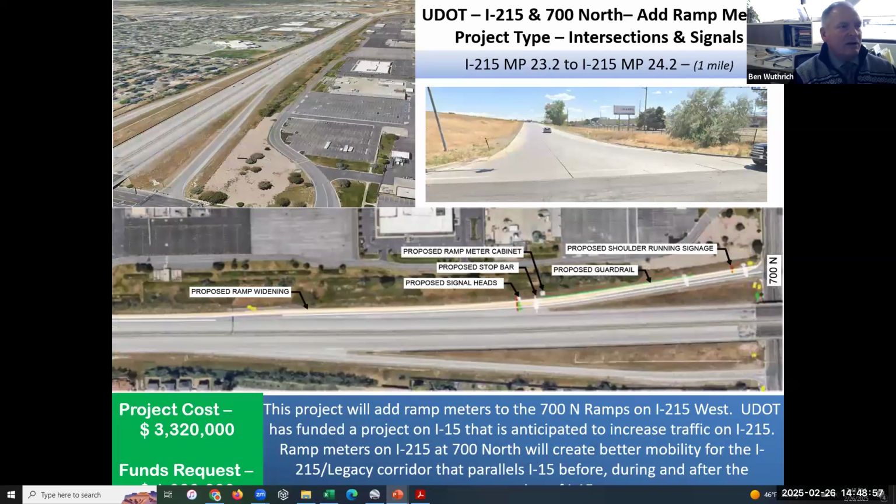Next project is a request from UDOT. This is to address the northbound lane on I-215. This is to add ramp meters as well as widen the facility. This project's estimated to cost $3.3+ million. Funds being requested are $1 million.